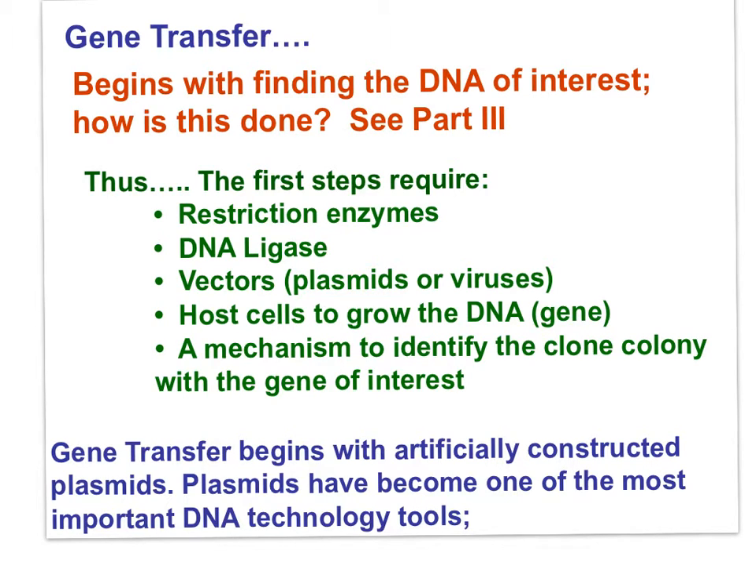But the technique of transferring genes among species involves the following things: restriction enzymes, DNA ligase, vectors such as plasmids or viruses, host cells in which to grow the DNA to amplify the gene, and a mechanism to identify the clone colony that contains the gene of interest. Gene transfer involves artificially constructed plasmids. Plasmids have become one of the most important DNA biotechnology tools.